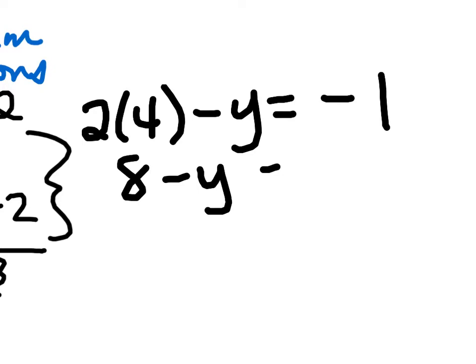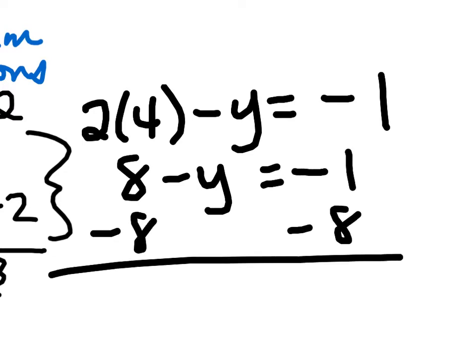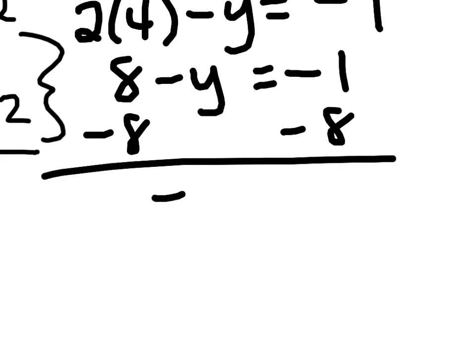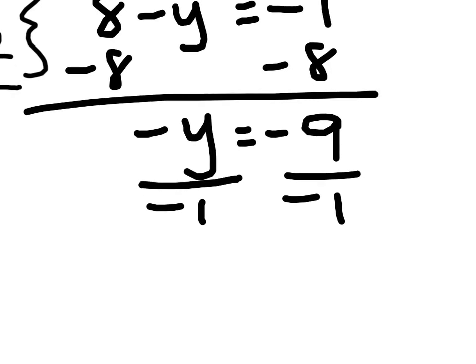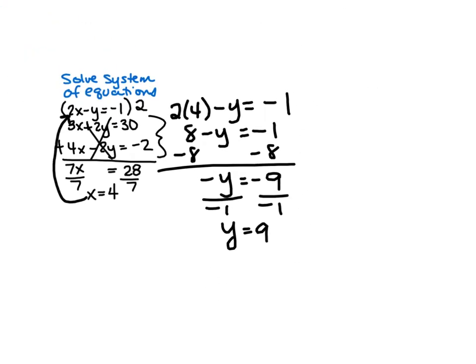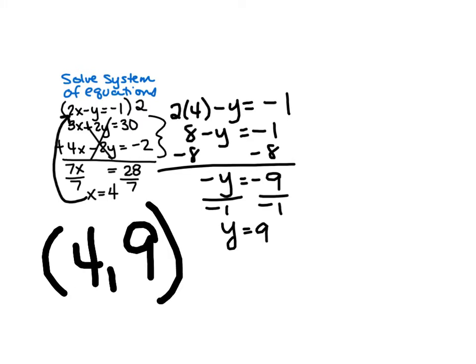So 8 minus y equals -1. And I subtract 8 from both sides. -y equals -9. And if I divide by -1, I have y is equal to positive 9. Now I do want to write these together, that I have x is 4 and y is 9, that's going to be my answer. Now elimination or substitution is one way to solve a system of equations.